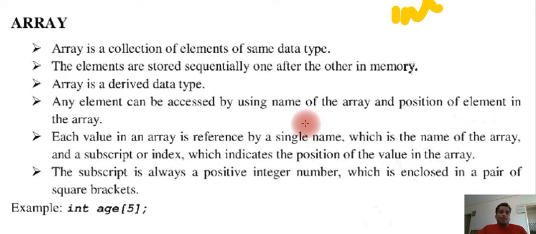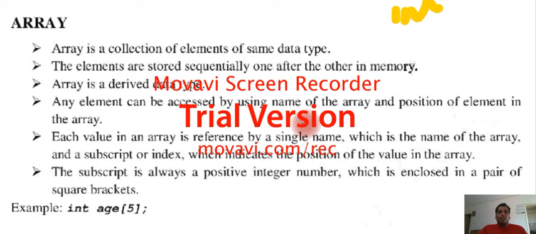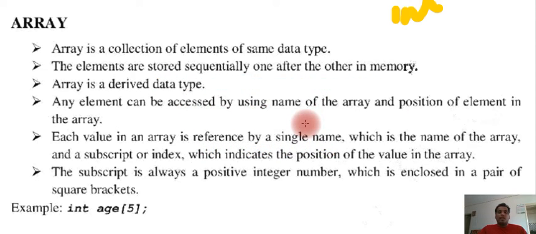You can see on your screen the definition of an array: an array is a collection of elements of the same data type. We can store multiple elements inside the same name. By using the same name, we can refer to a single element or each and every element in the array. You can see one example given on your screen.